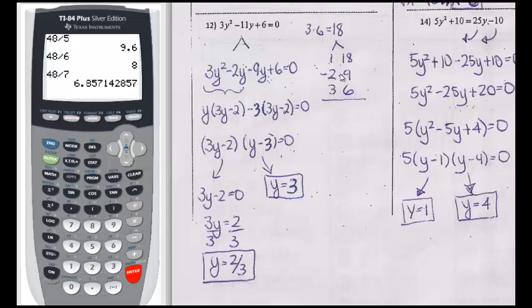Final check. A negative times a negative gives me a positive. So that tells me that this works. So I will copy the first term, I'll split the middle term, and I'll copy the last term.